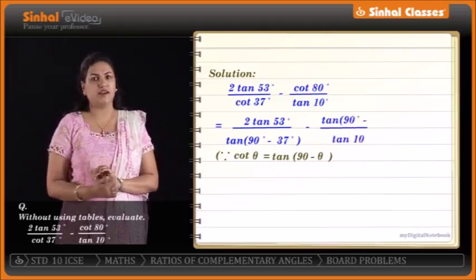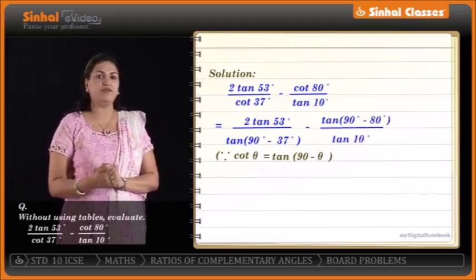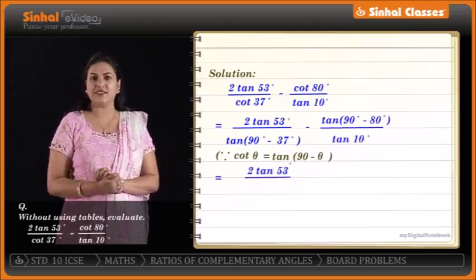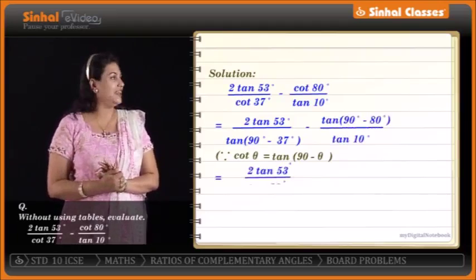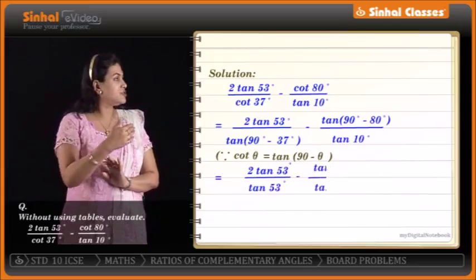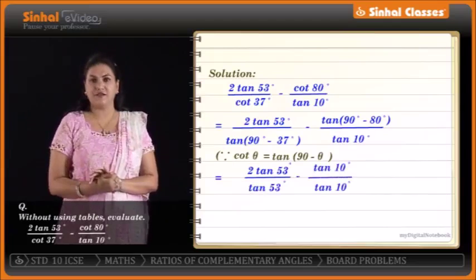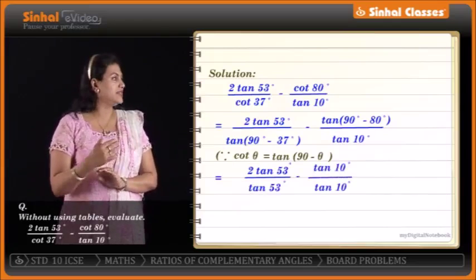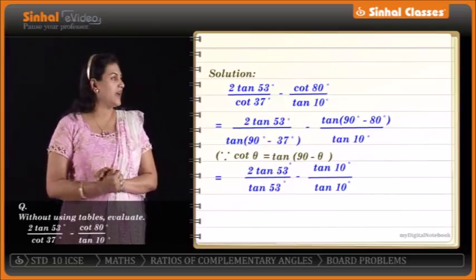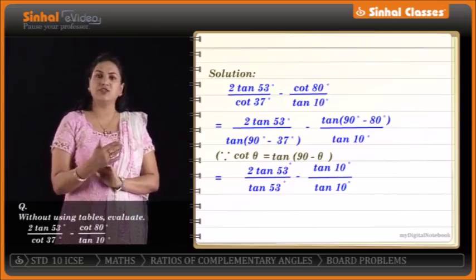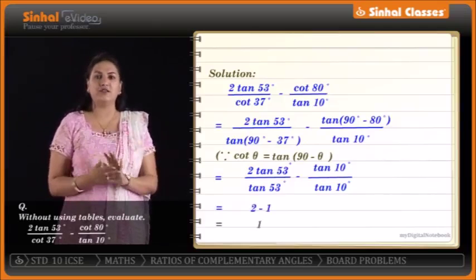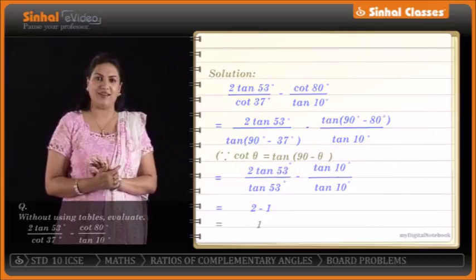This can be simplified to get 2 tan 53 upon tan, what is 90 minus 37? 53, and 90 minus 80 will give us 10. So we have 2 tan 53 upon tan 53 minus tan 10 upon tan 10, which is 2 minus 1, that is 1. So the value for this expression is 1.